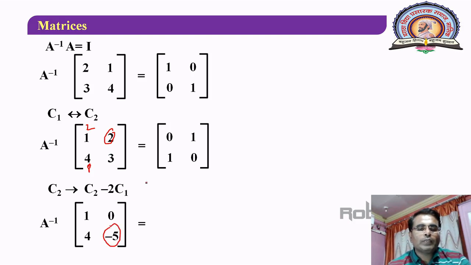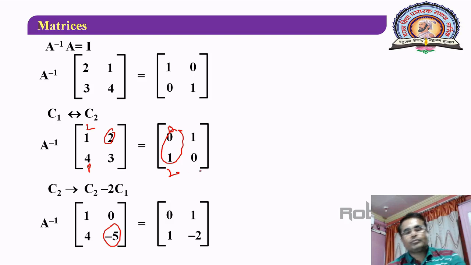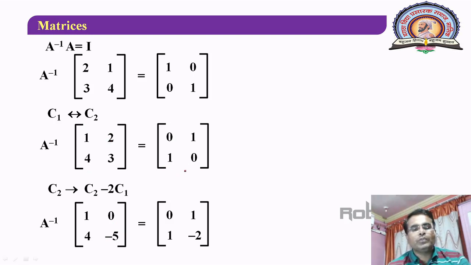And the same thing happens on the right hand side. Here you have to multiply the first column by 2. So 0 into 2 is 0, but 1 into 2 is 2. Therefore 0, 1, this first column remains as it is. There will be a change in the second column. 1 minus 0 is 1, and 0 minus 2 is minus 2. In this way you will get it.